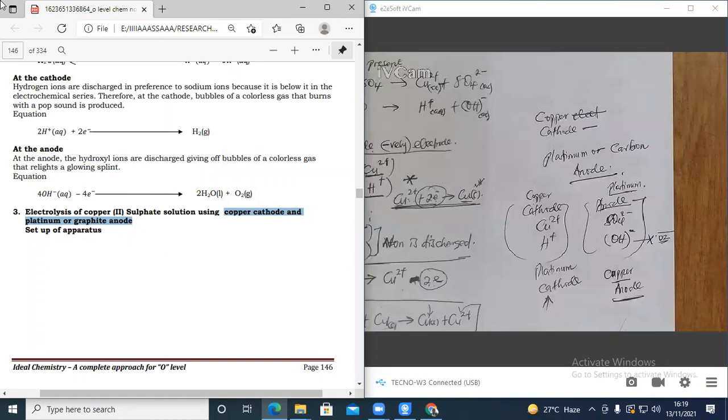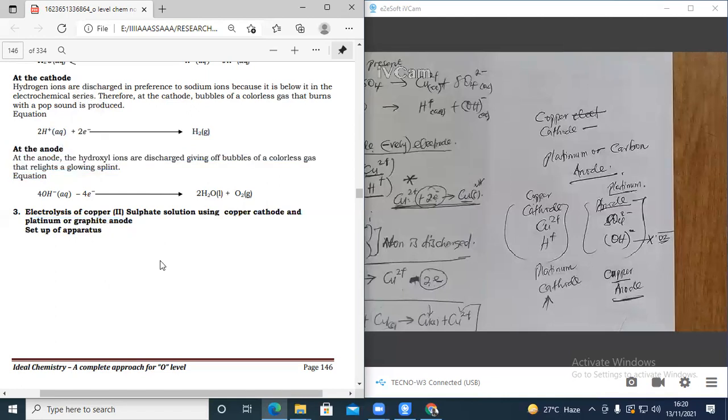Yes, teacher. But if they use copper II sulfate solution and they use carbon or platinum electrodes, the normal reactions will happen as in the first case. But if they use a copper cathode and then a platinum anode, then the solution will also remain the same. But if they use a copper anode and a copper cathode, then you will know what will happen. One of them will dissolve in the solution, isn't it?